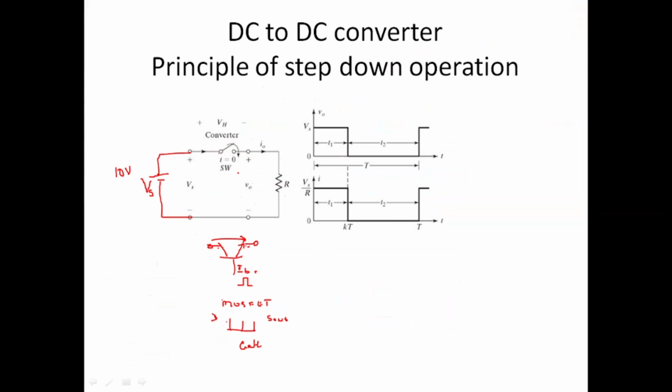Right now assume that somehow we have closed the switch for a duration of 1 millisecond. Assume that my requirement is to convert this 10 volts input. So on the input side we have 10 volts, and we need to deliver 4 volts to the load. So first of all, you connect the switches.